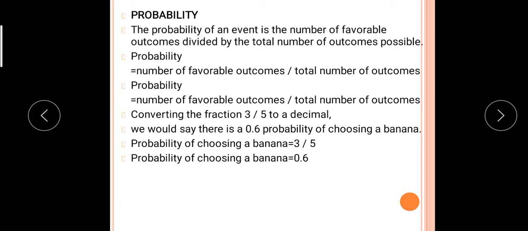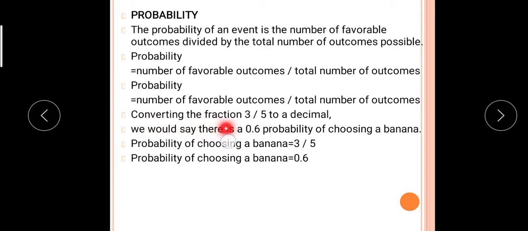In yesterday's session, we studied practice set 5.3. So, in this session, I am going to explain to you about probability. The probability of an event is the number of favorable outcomes divided by the total number of possible outcomes.